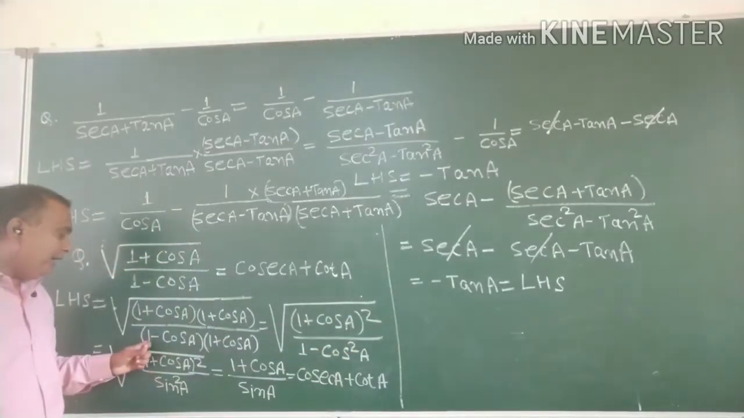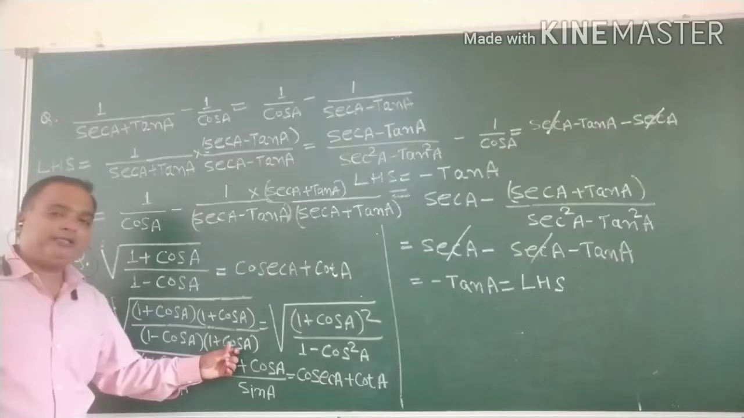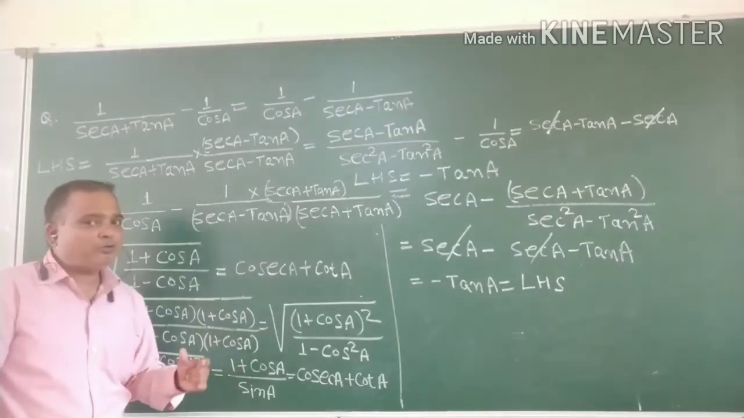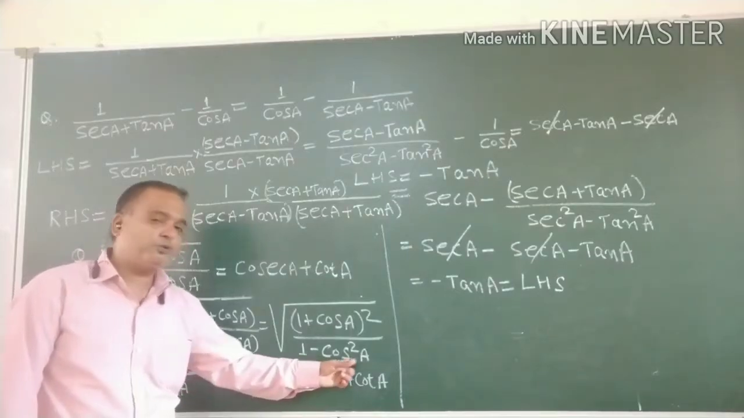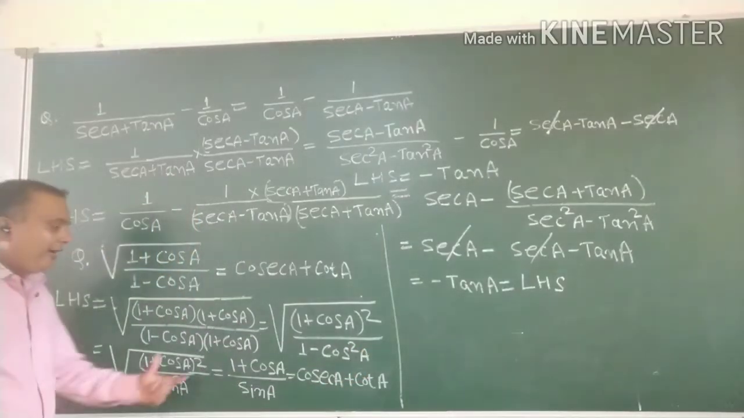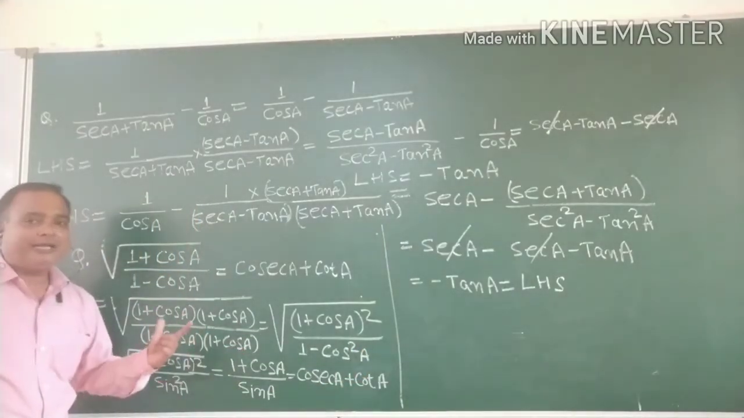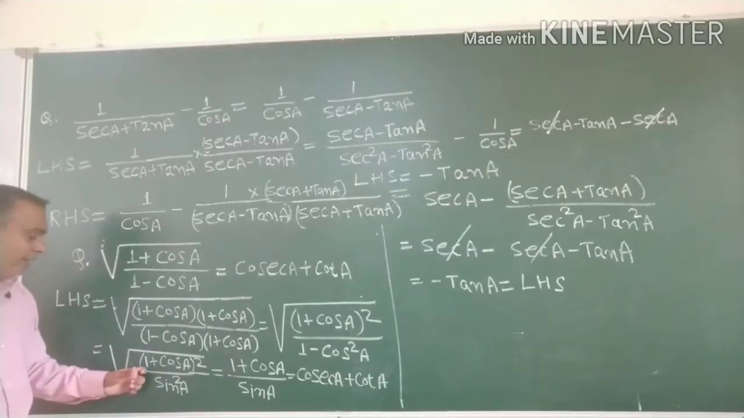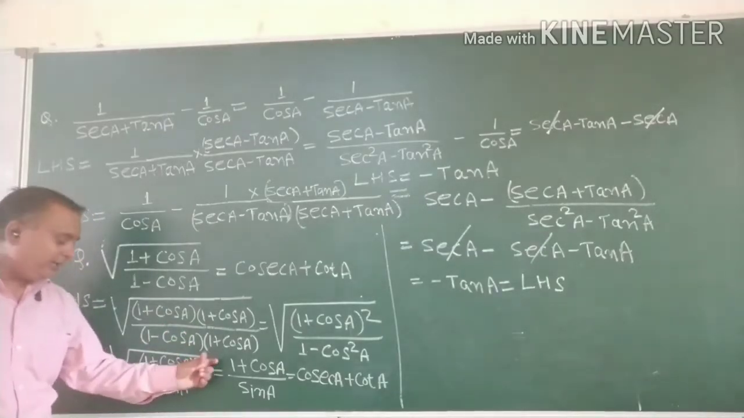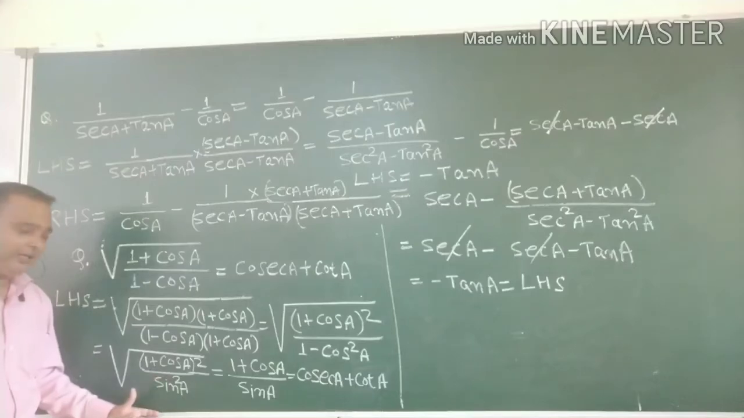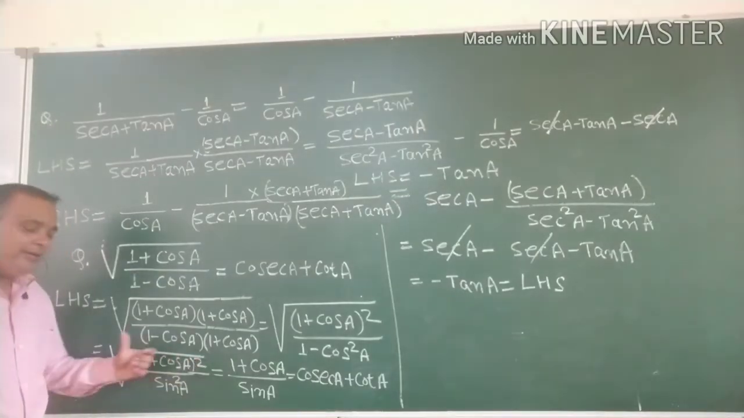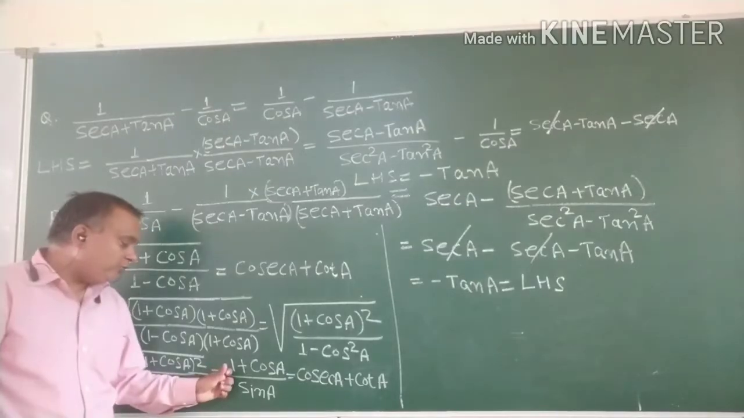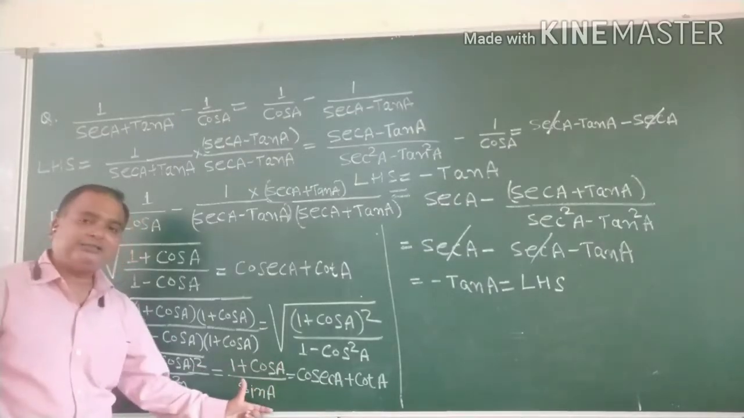Now here a minus b into a plus b, the identity a square minus b square. So we can write 1 minus cos square a. And 1 minus cos square a that is sin square a. So we can write 1 plus cos a whole square upon sin square a. Now when we take the square root, the power will be cancelled. So we can write 1 plus cos a upon sin a.